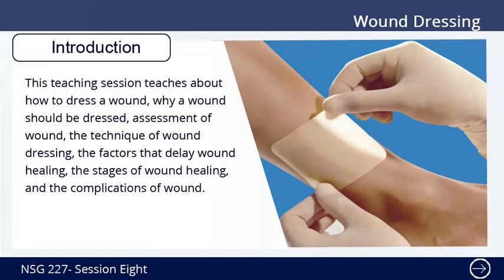Introduction. The integumentary system, that is skin, is the body's natural barrier against invasion of infectious microorganisms, and a break in the continuation of the skin, that is a wound, predisposes to infection. This teaching session teaches about how to dress a wound, why a wound should be dressed, assessment of wound, the technique of wound dressing, the factors that delay wound healing, the stages of wound healing, and the complications of wound.